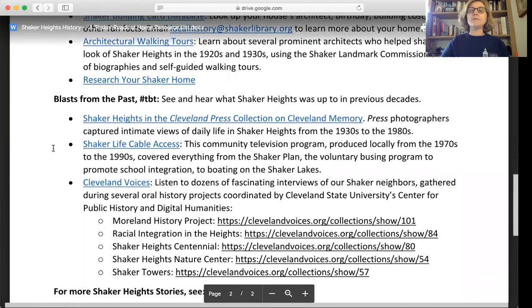Another category I thought, since we're sitting in front of our computers so much more these days, it might be fun to see some images of Shaker Heights from the past. So I've linked you to several collections that are fun. The first one is from the Cleveland Press collection we have on our Cleveland Memory collection, and these are just fantastic photographs from decades past showing what Shaker Heights was doing.